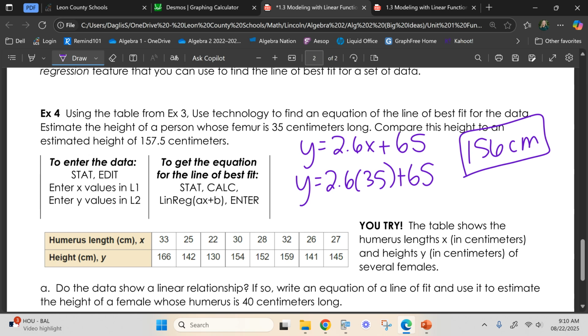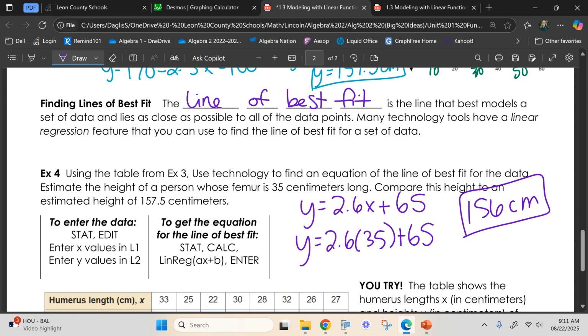The line of best fit tells me about 156 centimeters. Is the line of fit awful? No, but you don't get to use all of your data. Line of best fit uses all of the data you've put in to create the equation.